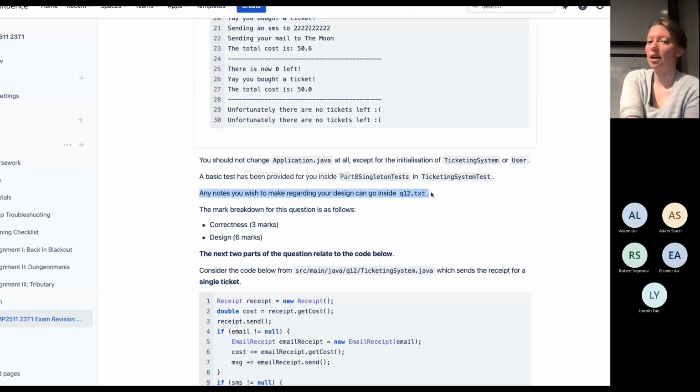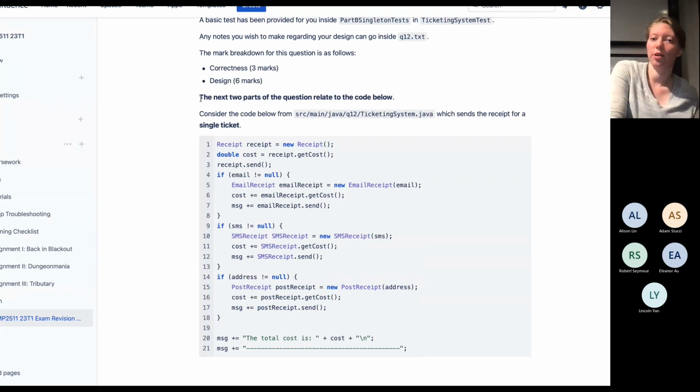This part of the question here is normally not marked unless the marker is like, I have no idea what this person is doing. This part here is more just so you can take notes, and if you want to do any planning or anything like that, you can do it in this file. But mainly we will be marking your code rather than what's inside any of these text files for the coding questions.